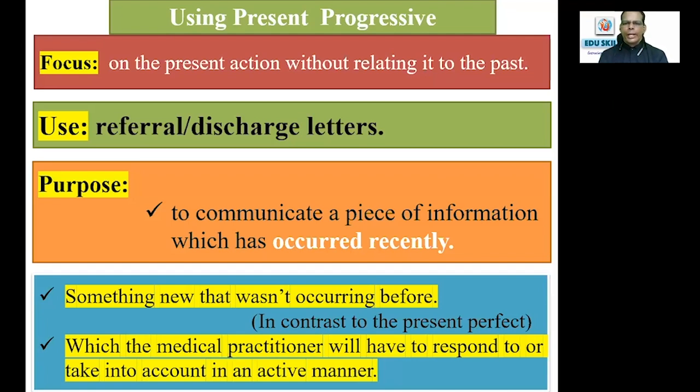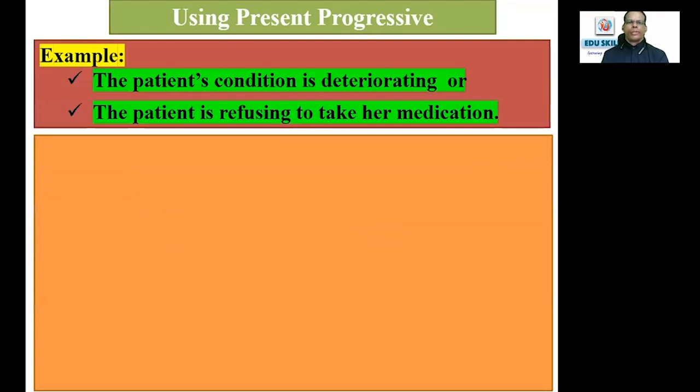Something new that wasn't occurring before, in contrast to the present perfect, which I'll tell you. Something new that the medical practitioner will have to respond to or take into account in an active manner. The reader to whom you are writing the letter will have to consider it very seriously and take necessary action. You need not tell them to take necessary action, because when you use present progressive, it says the reader's attention is advised or requested here. The very tense speaks. So how can you use present progressive in your letter writing?